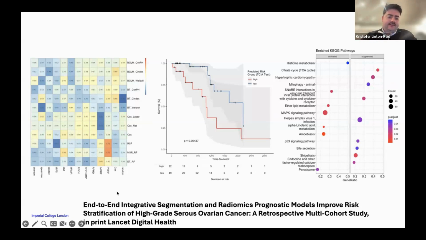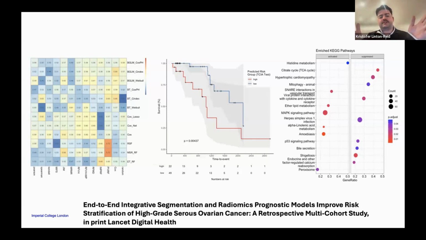So on the x-axis of this heat map on the left-hand side are the various different feature reduction techniques. And then on the y-axis are the various different models. So you've got things like your random survival forest, your Cox proportional hazard model, regularized Cox proportional hazard models, and other gradient boosted tree models. And from there, what we found was our best model on the training set was the random survival forest model, giving us a concordance index of 0.72.